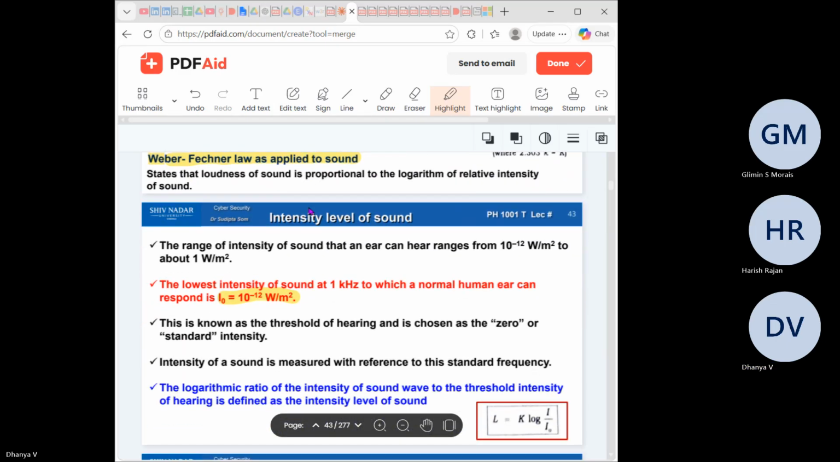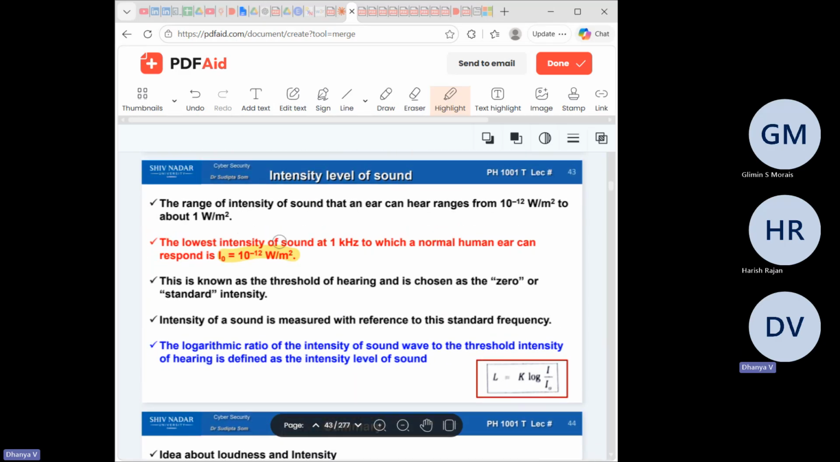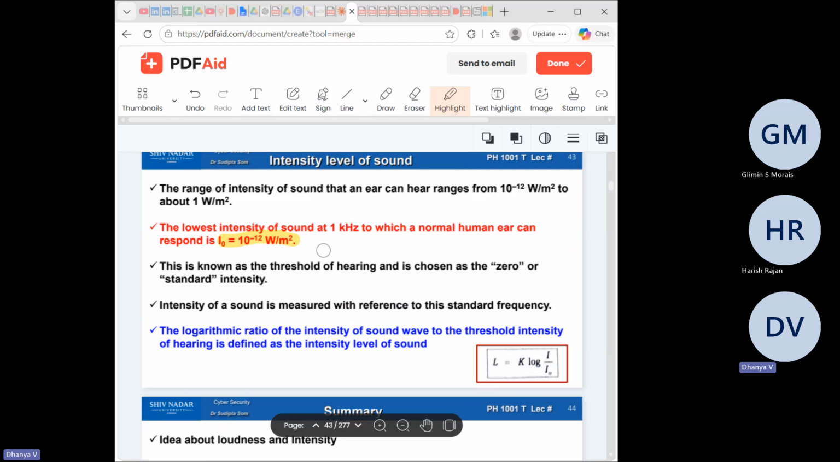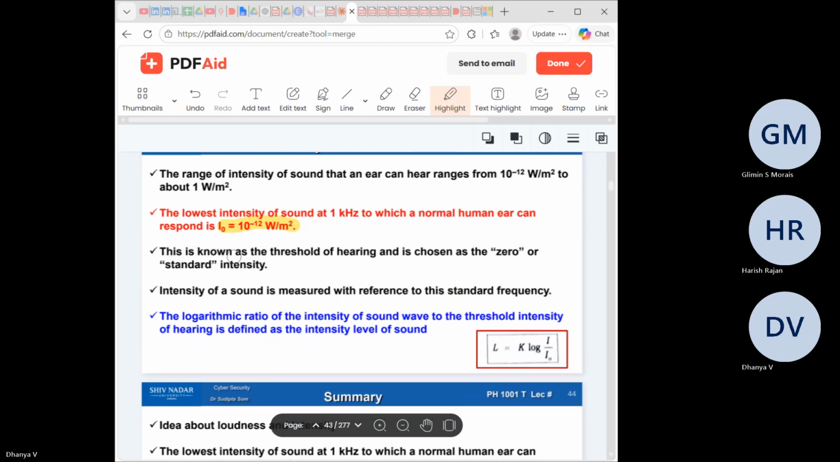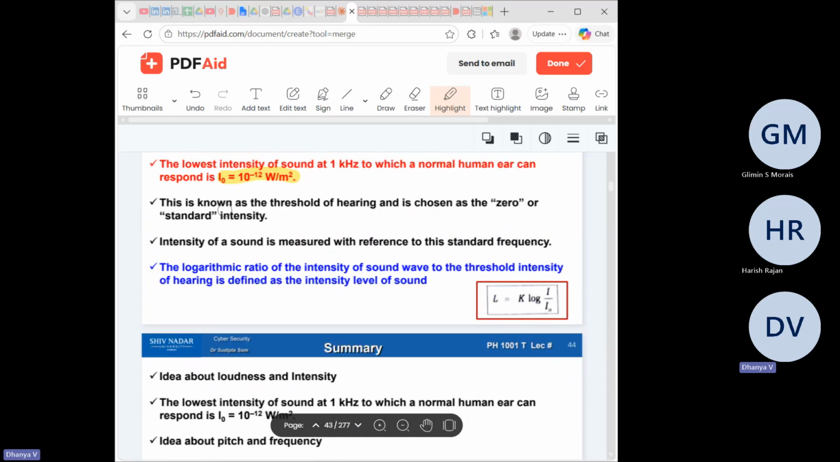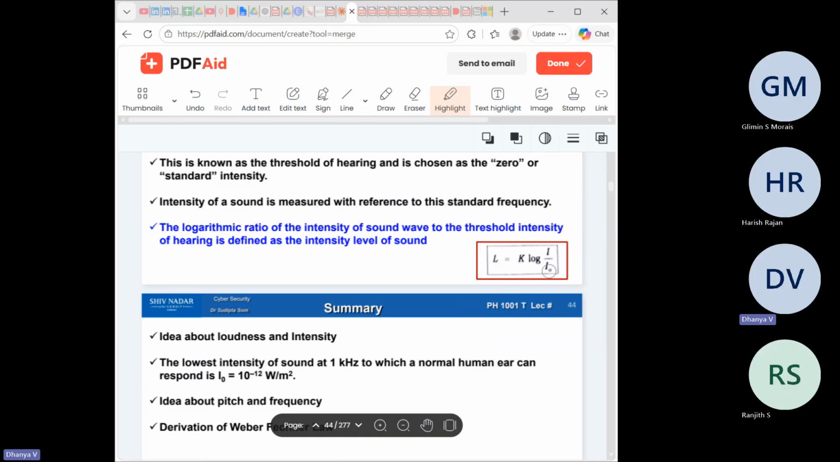Okay, so the lowest intensity of sound at 1 kilohertz to which a normal human can respond is 10 to the power minus 12 watt per meter square. So this is just a fact that you should know. And then this is known as the threshold of hearing and is chosen as the zero or standard intensity. So I'll be coming back to what this is essentially. So this is the formula that you should be knowing.